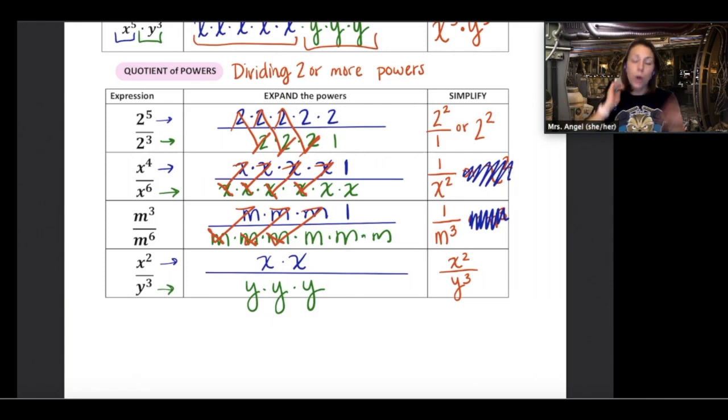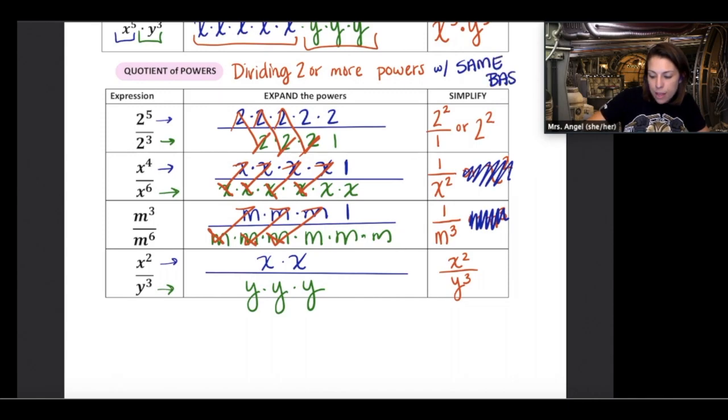So to add on to our original definition, quotient of powers means to divide 2 or more powers which again have the same base. Because without a same base, you can't go in there and make those big ones.